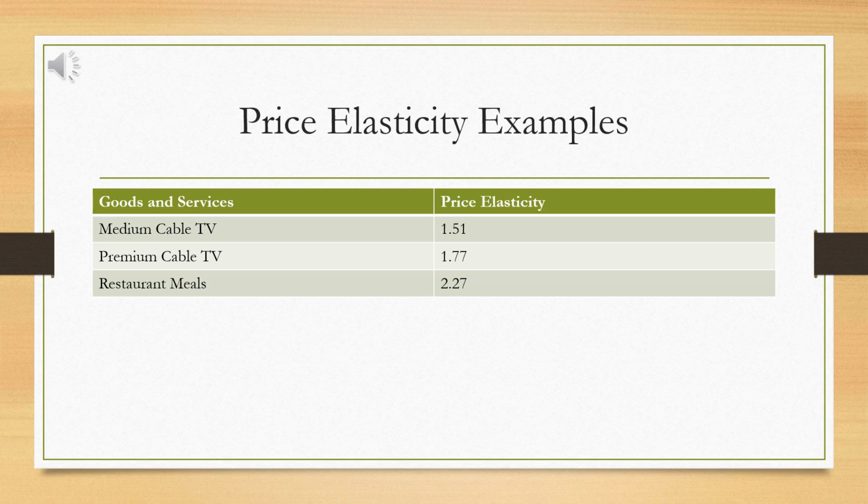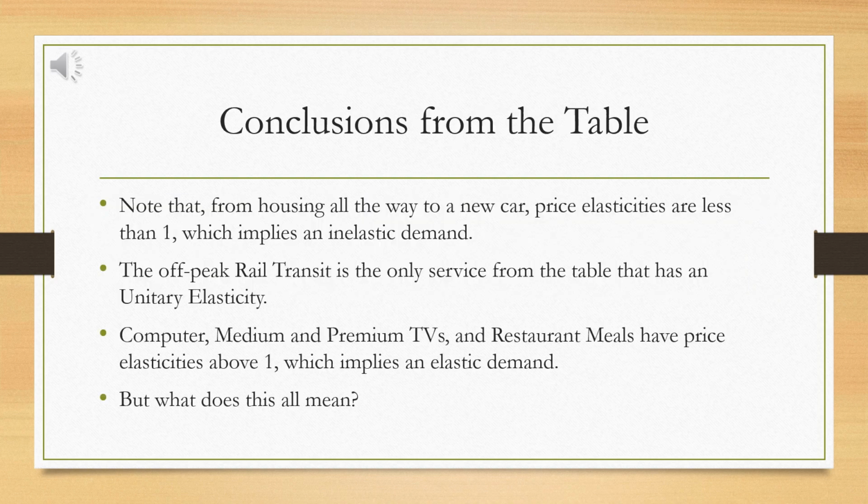Medium cable TV 1.51, premium cable TV 1.77, restaurant meals 2.27. Note that from housing all the way to a new car, price elasticities are less than 1, which implies an inelastic demand. The off-peak rail transit is the only service from the table that has a unitary elasticity. Computer, medium and premium TVs, and restaurant meals have price elasticities above 1, which implies elastic demand.